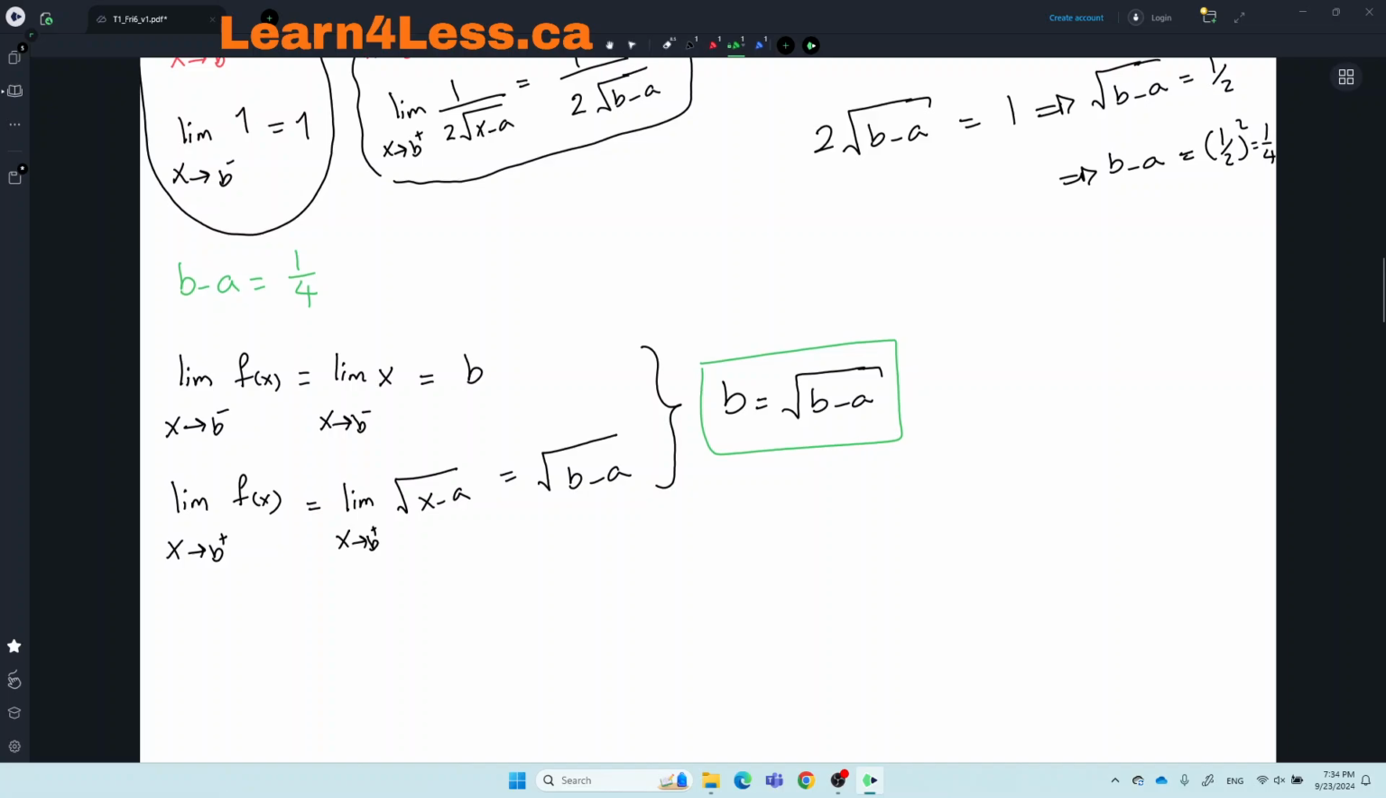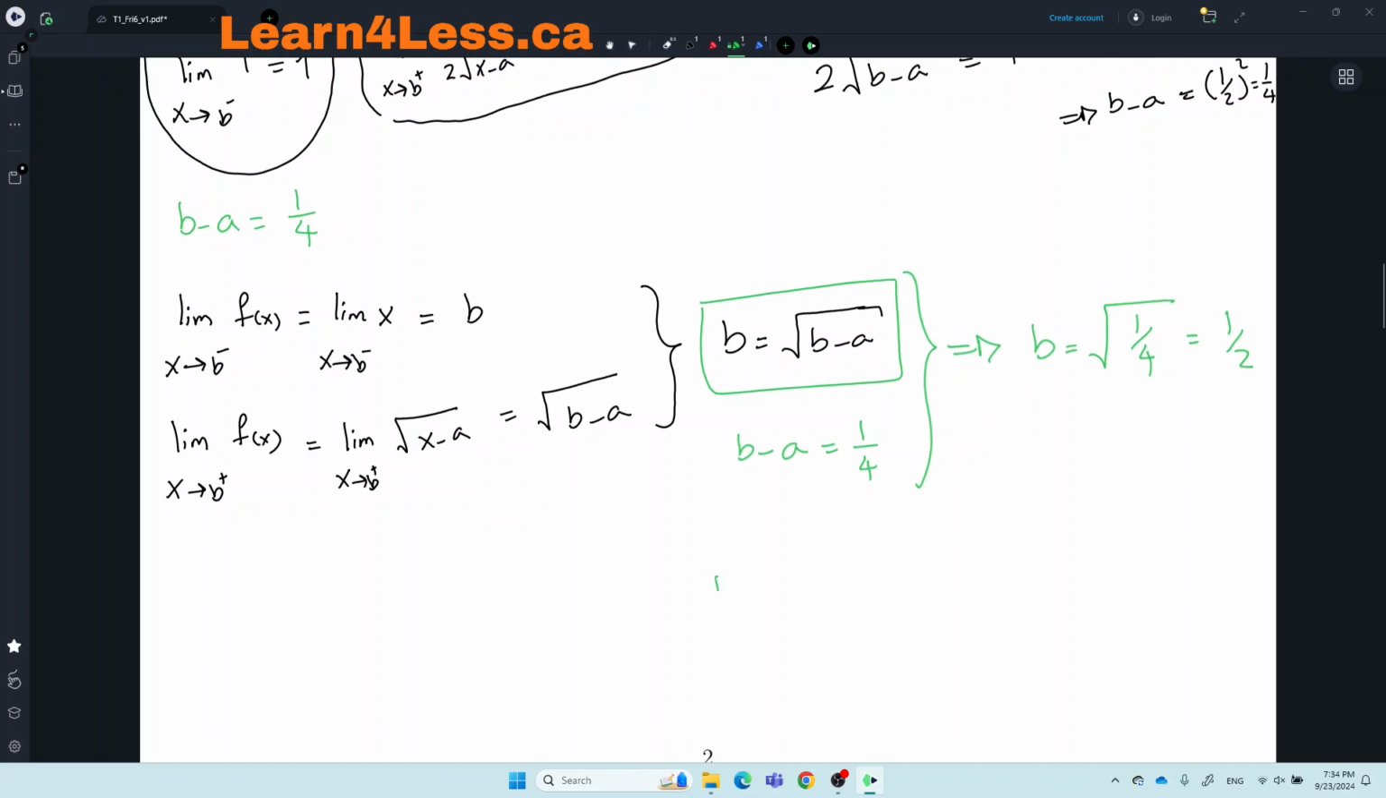So in this one, let's see what we can do. Here b minus a, we know it's a quarter, so let's just plug that in. I just write the first equation, b minus a is equal to 1 over 4. So we can combine these two and figure out b is equal to the square root of 1 over 4, which is 1 over 2. So b is equal to 1 over 2.